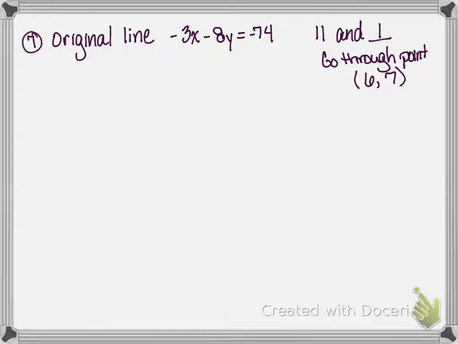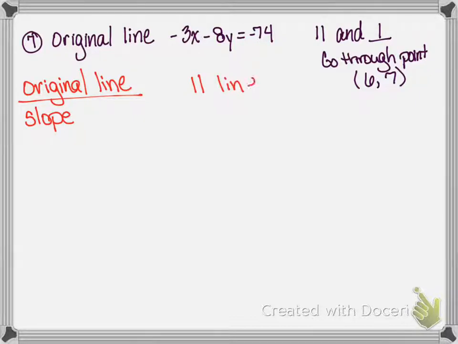A parallel line and a perpendicular line that go through the point (6, 7). The first thing I'm going to deal with is the original line. I have to take my original line and determine from it what the slope is, because the slope of my original line is going to determine the slope of my parallel line as well as the slope of my perpendicular line. So it is important for me to know the slope of my original line.